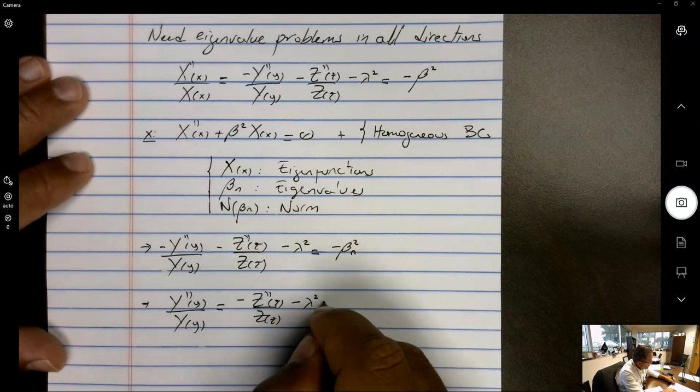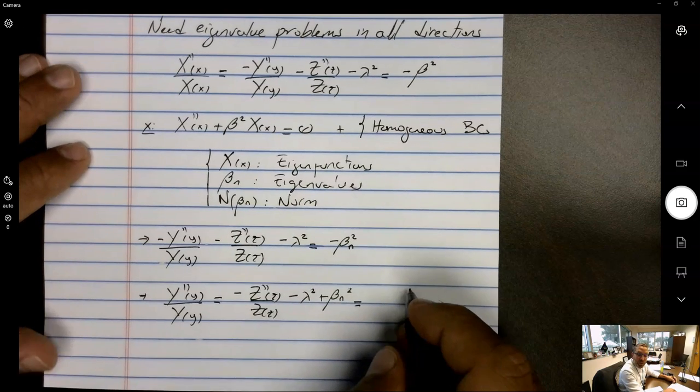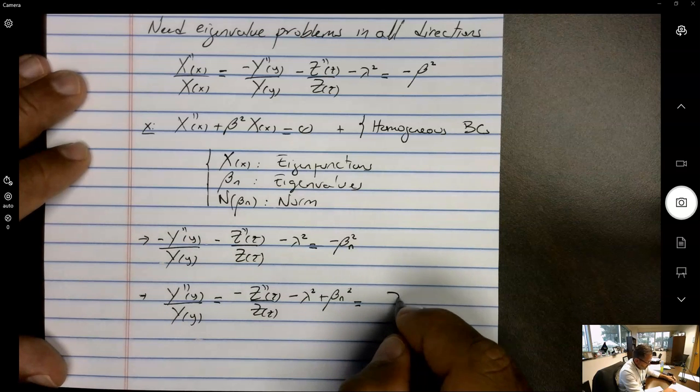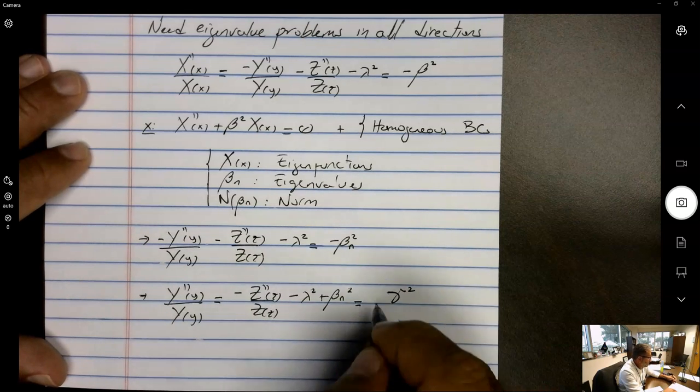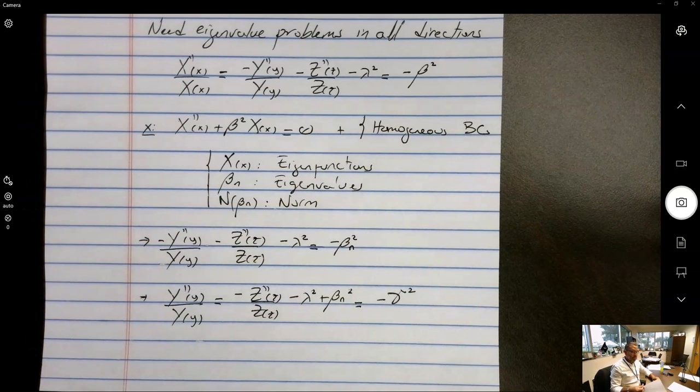Minus lambda squared plus beta n squared. And we're going to use another separation. The left is a function of y, the right is a function of z. So we use the separation constant minus gamma squared, and we make it negative because we want an eigenvalue problem in the y direction.